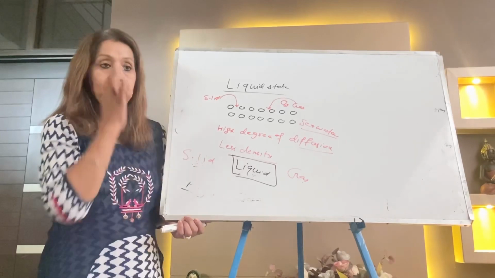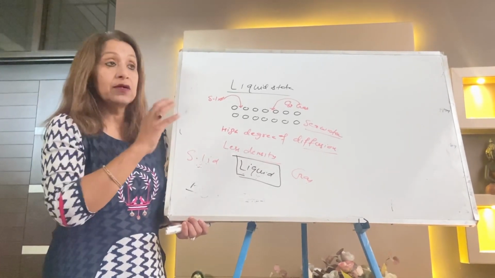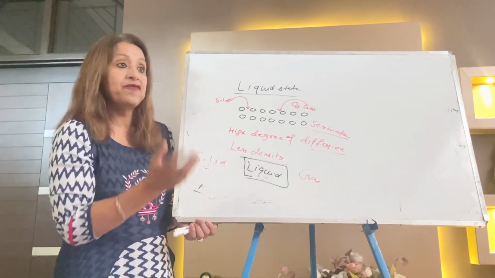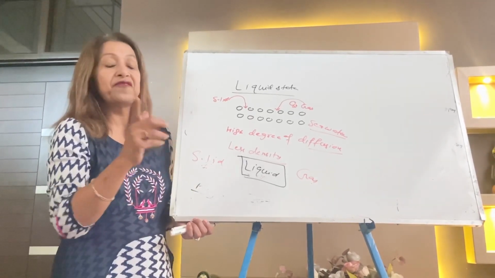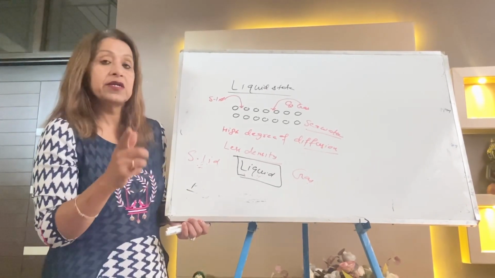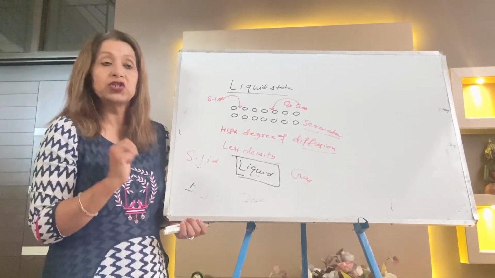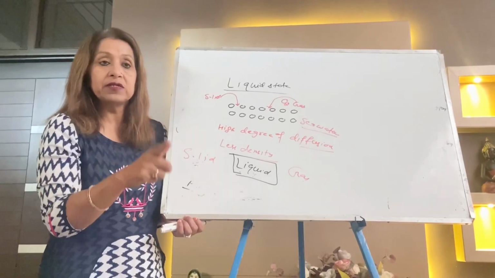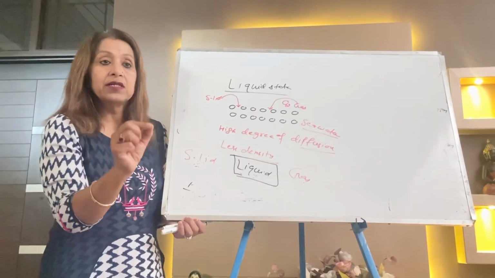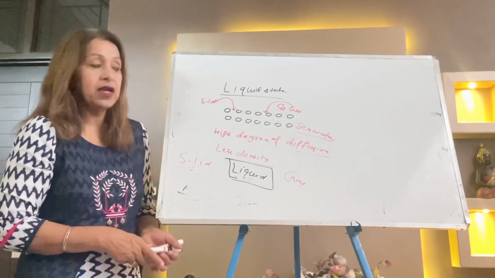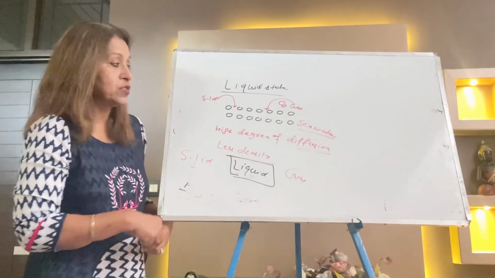Gas we will take tomorrow. You have checked today, solid and liquid. What is the main difference? One main difference is shape. Solid has a shape, but liquid does not have any shape. The second main difference is that particles are very close in solid, but a little farther away in the case of liquid. So this is all about it.